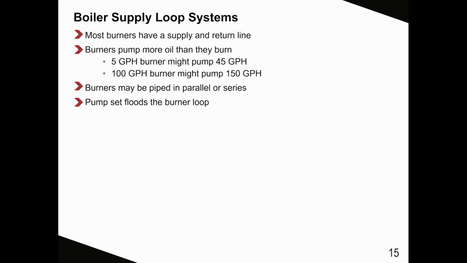For boiler supply loop systems, most burners have a supply and return line. Occasionally you'll run into the industrial sized burners and boilers. There aren't too many of them in the city, but occasionally you can run across them, and those won't have a return line. It'll just be a boiler loop.